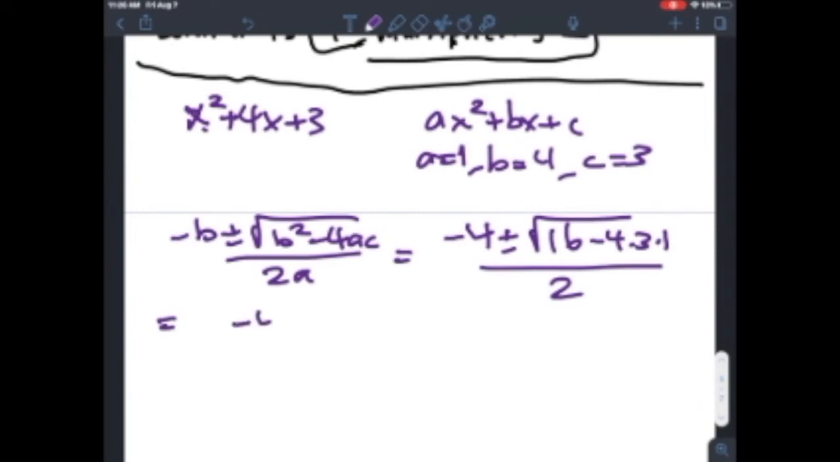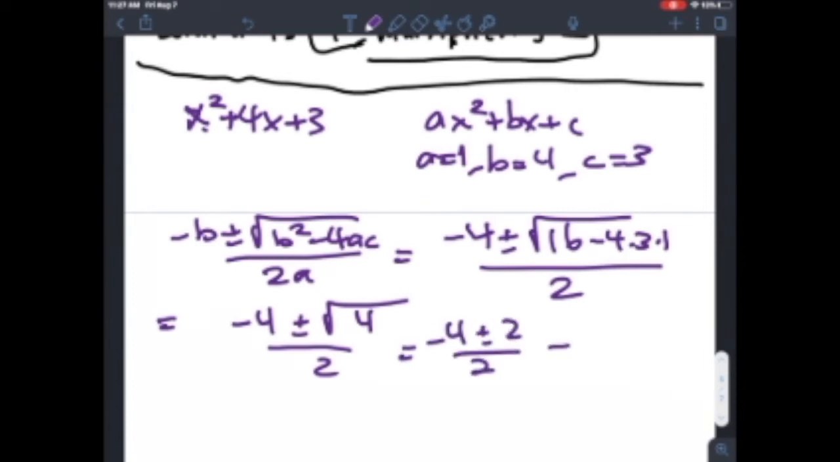So we have negative 4 plus or minus the square root of 16 minus 4 times 3 times 1, which is 12. So 16 minus 12, square root of 4 over 2. So we have negative 4 plus or minus 2 all over 2, because the square root of 4 is 2. So what are the solutions for x? We have x equals negative 4 plus 2 over 2, and negative 4 minus 2 over 2.